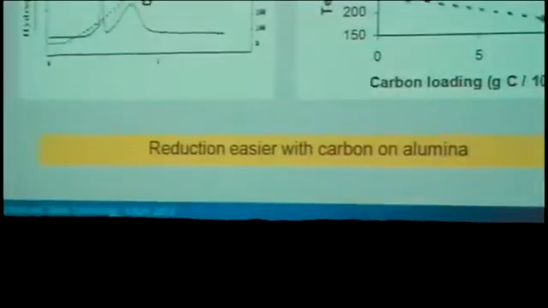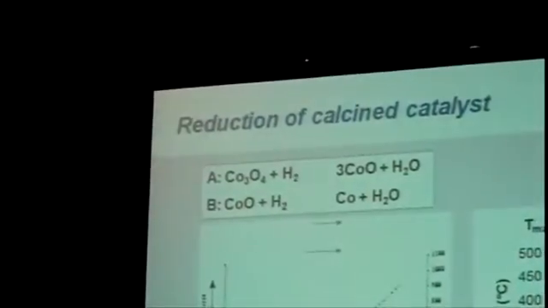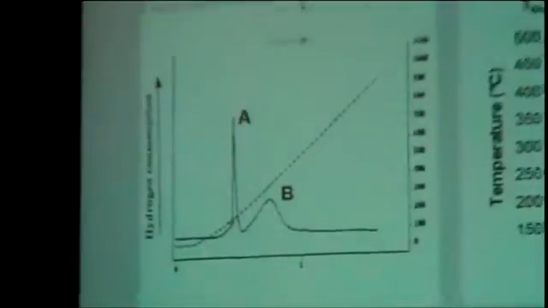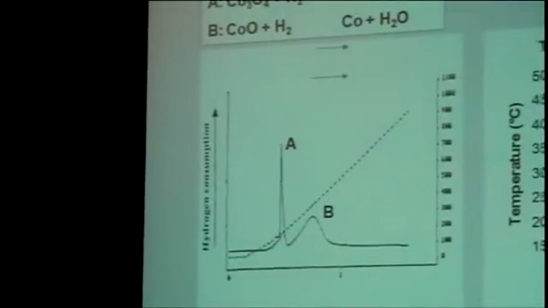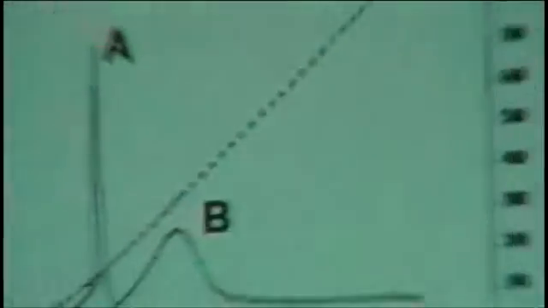Of course, we're not interested in calcined catalyst. We need a reduced catalyst to be active for Fischer-Tropsch. So we reduce this calcined catalyst, and you get the typical TPR patterns where you can see the two-step reduction of Co3O4 to CoO and from CoO to cobalt metal.